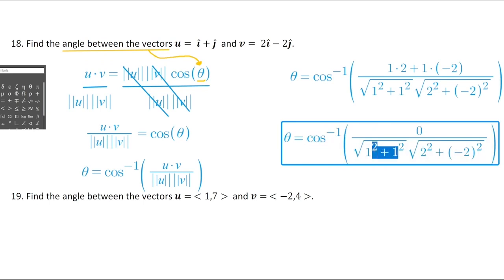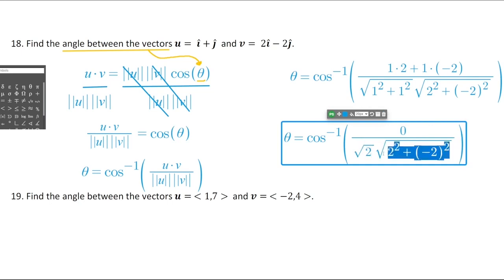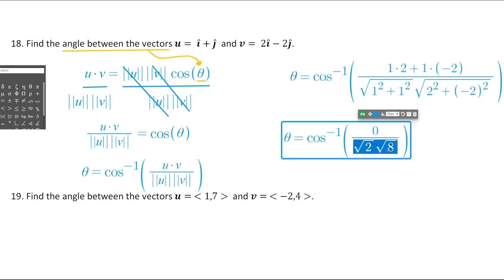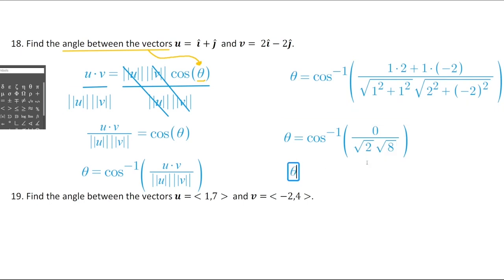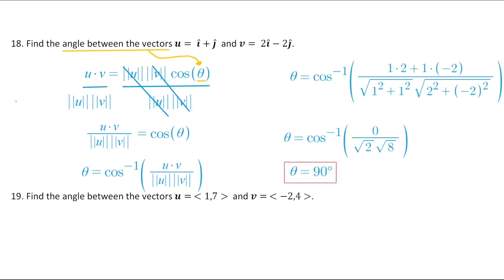But just in case you don't catch that, if you do go through and calculate all this, you get the square root of 2 times the square root of 4 plus 4, which is 8. So you get the square root of 2 times 8, which is 16, and so forth. But right here, we're able to say that theta is the inverse cosine, or I'm sorry, is equal to 90 degrees. We're able to say that quickly, without using the calculator, because we see that the dot product is 0, and the inverse cosine of 0 is 90 degrees.